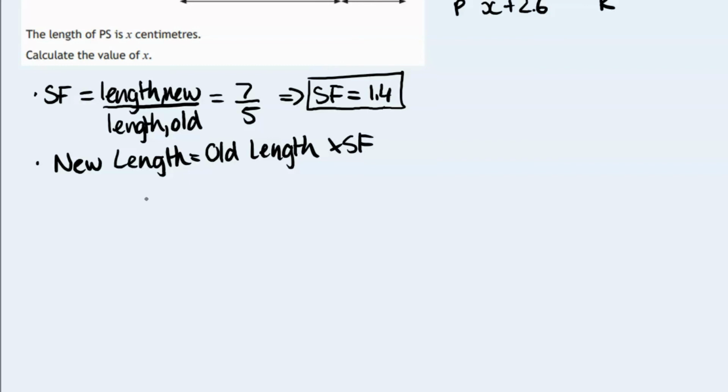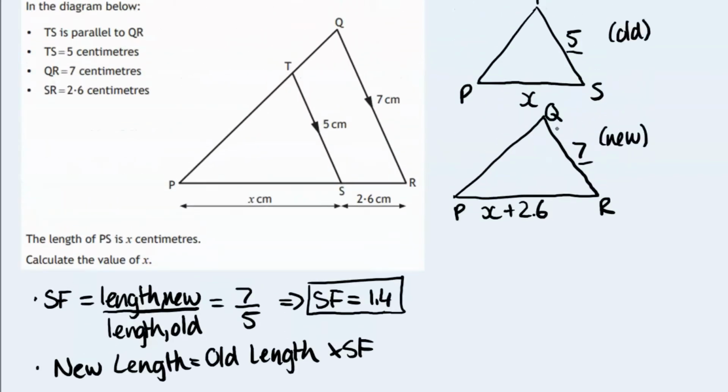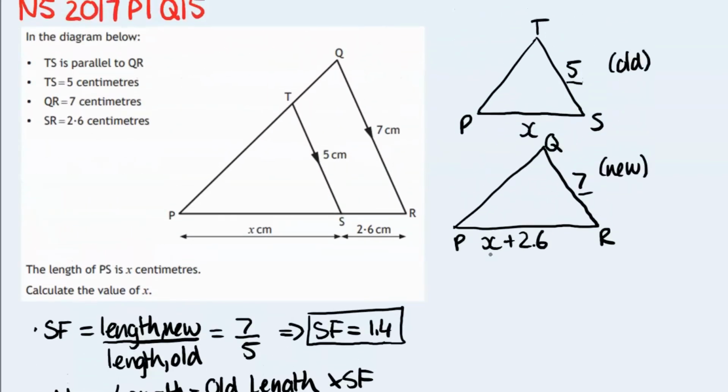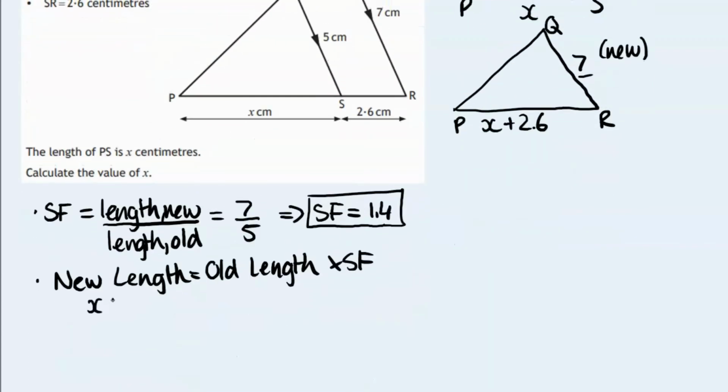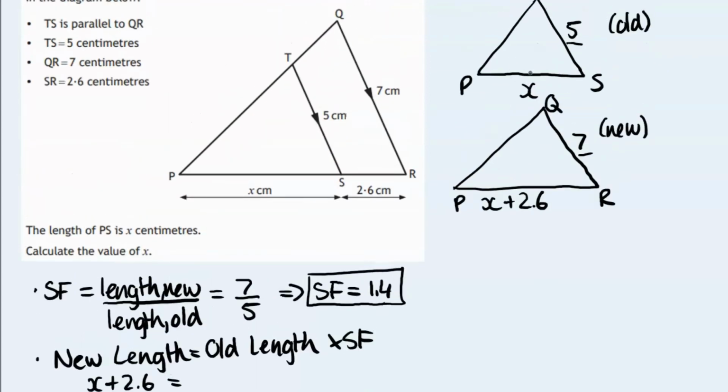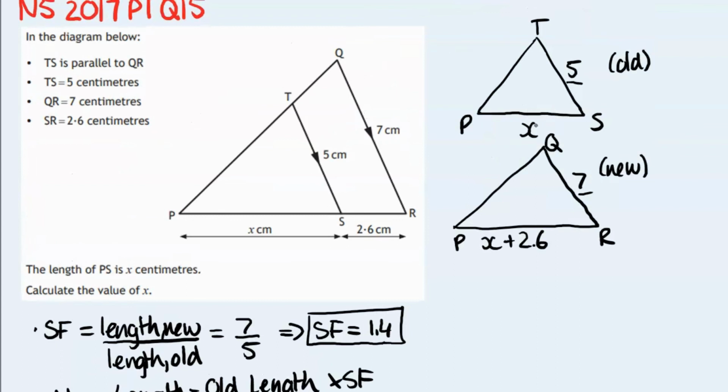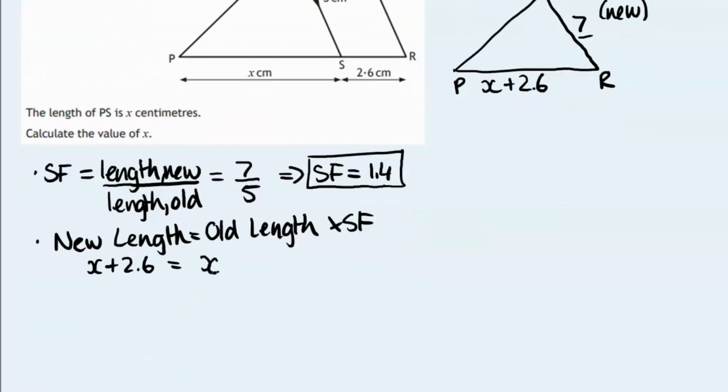So what is the new length? This is the new shape, the bigger triangle. So the new length will be x plus 2.6, so we can substitute that in. Then the old length is the smaller triangle, which is simply x. So it'll be x multiplied by the scale factor, 1.4. Now this is just a linear equation. We can just rearrange this to find x. It's easy enough. So let's do that.